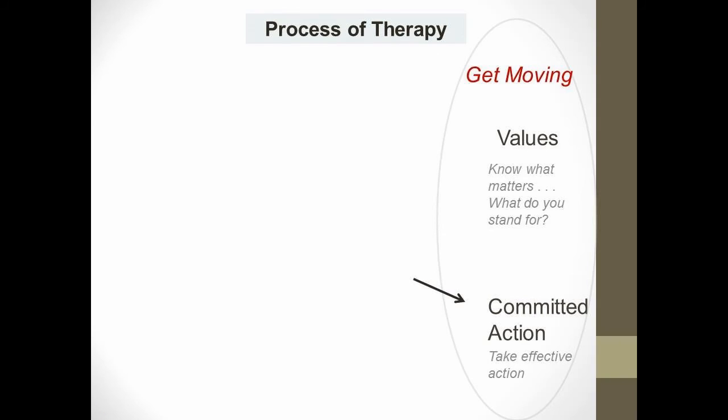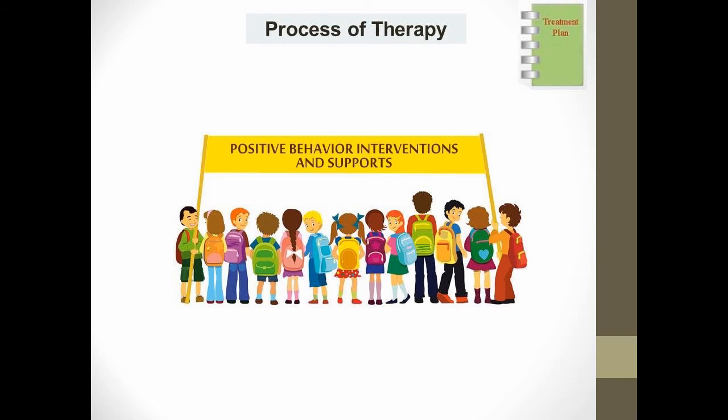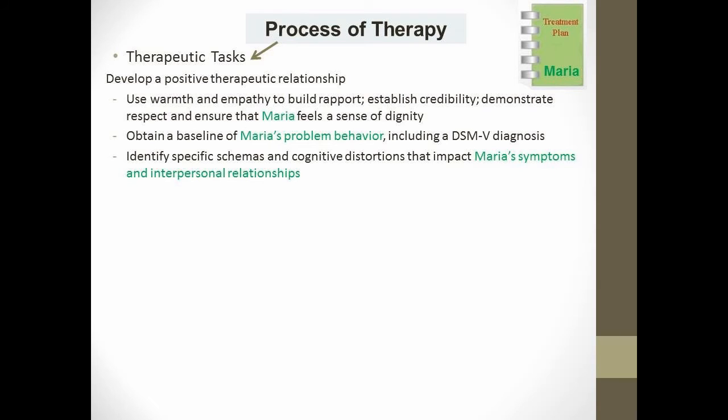Now, the next therapeutic step is taking committed and effective action, and the best action plan is a treatment plan. Because ACT is a form of cognitive behavioral therapy, a behaviorally based treatment plan can be very effective. The therapeutic tasks, for example, may be similar to those of cognitive behavioral therapy from last week's CBT treatment plan, as it applies to Maria.